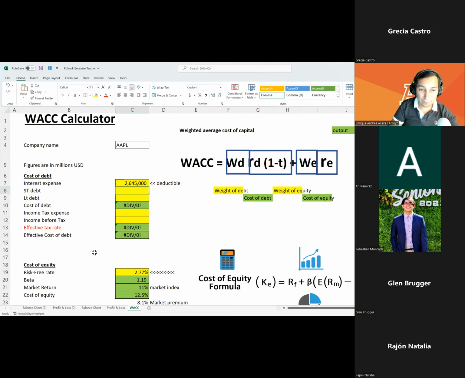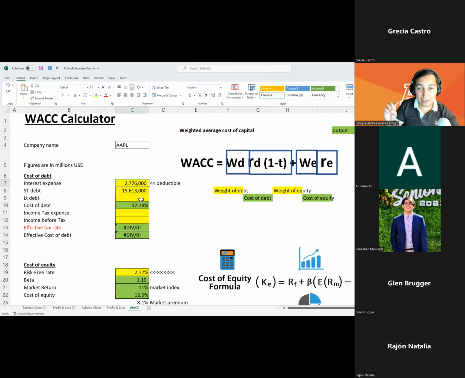Okay, so current debt is the short term. Okay, I am sending it to you. And the other one is non-current, the long-term debt. Exactly, the non-current. Okay, long-term here.